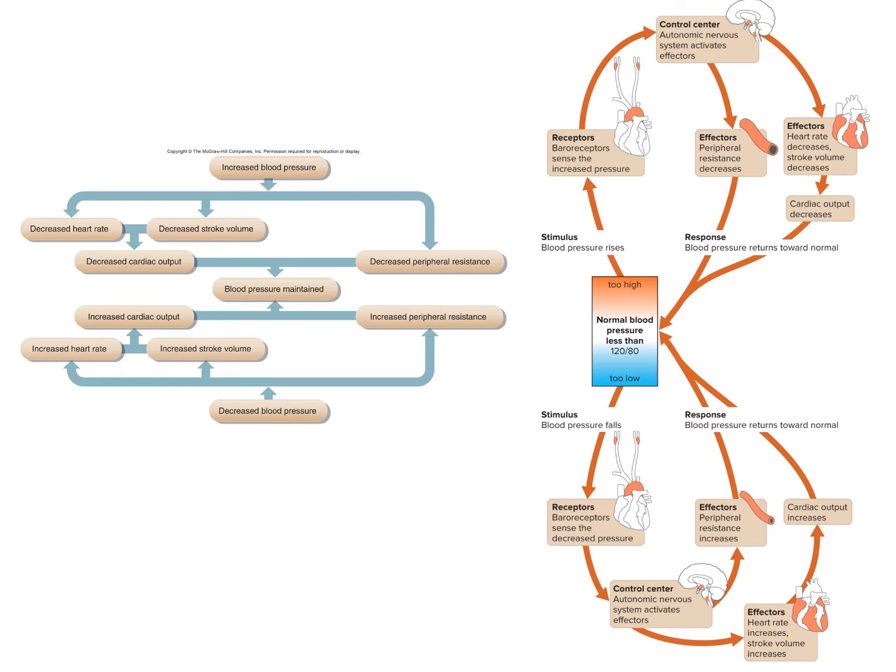So in an effort to bring blood pressure down, what can the heart do? Well, the brain will send motor signals to the heart, and we can cause increased parasympathetic impulses, right? That's going to decrease heart rate, that's going to decrease stroke volume, that's going to decrease cardiac output, that's going to decrease the blood pressure and bring it down to where we want to go.